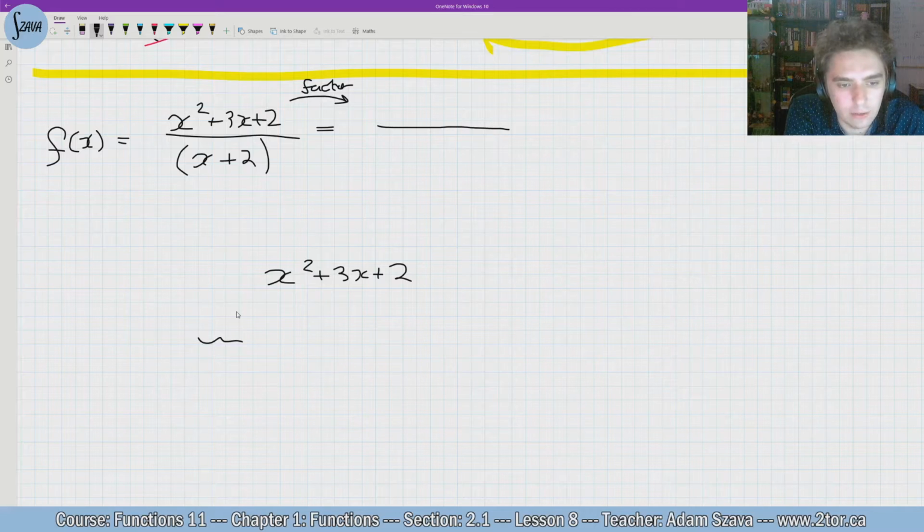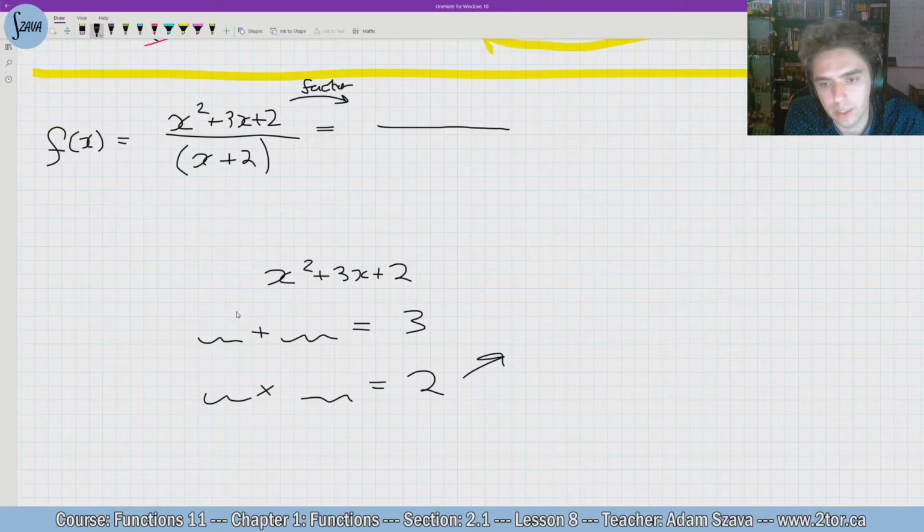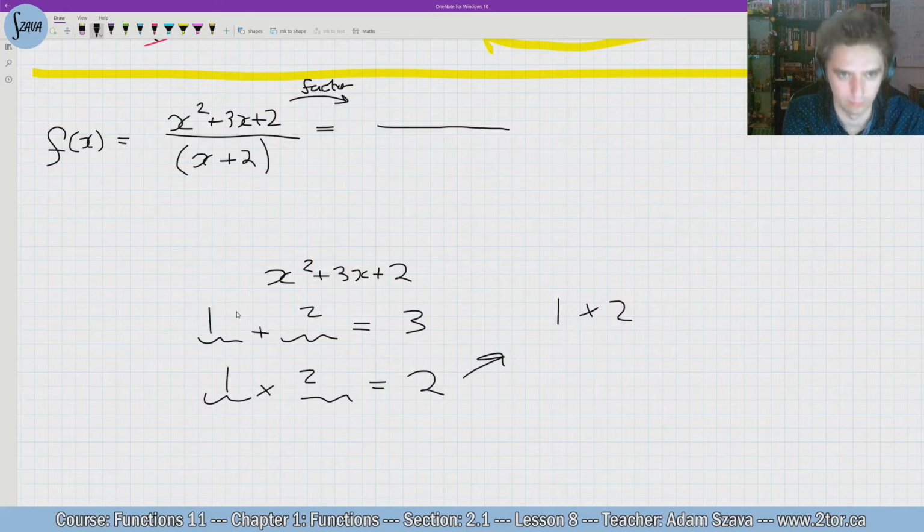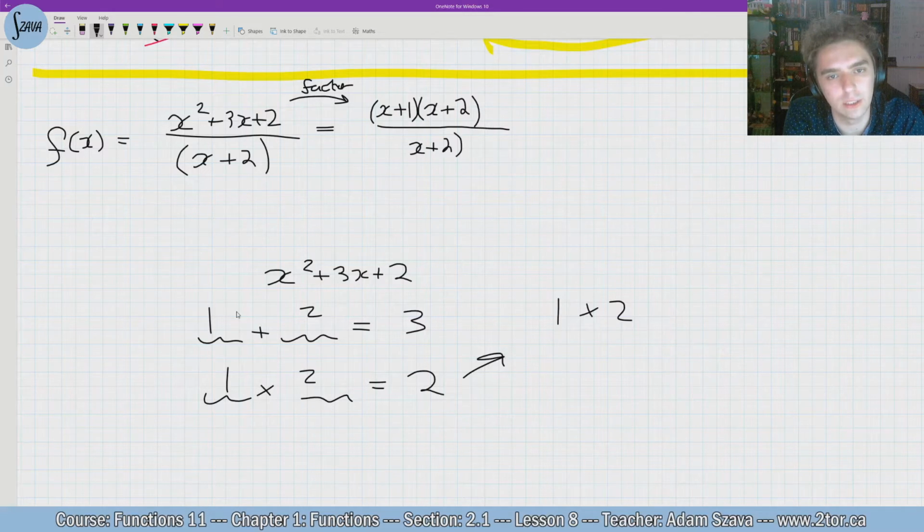To factor it, I need to find 2 numbers that add to 3, but multiply to 2. So how can we get 2? Well, 2 we can get from 1 times 2, and that will be the answer. So the numerator is (x plus 1)(x plus 2), and the denominator is x plus 2. Well, look at that. We can cancel an x plus 2 with an x plus 2. And if I write this here, this is equal to (x plus 1) over 1, because we just have a 1 on the bottom here, or just x plus 1.